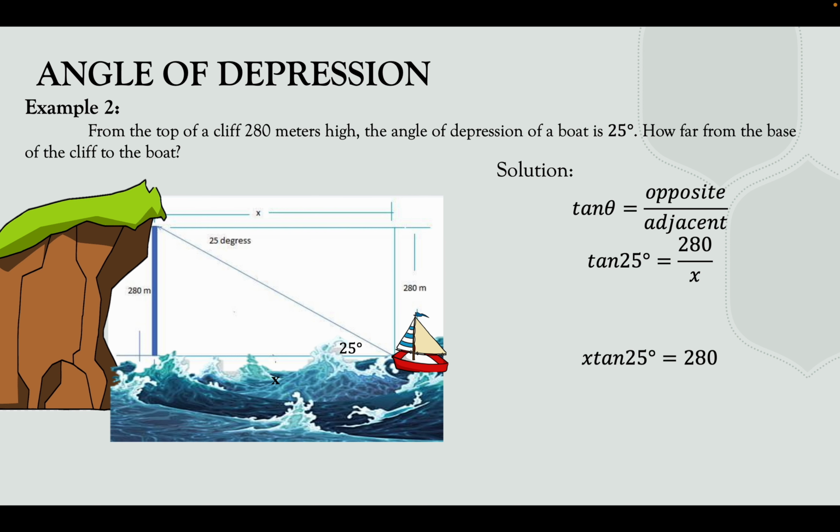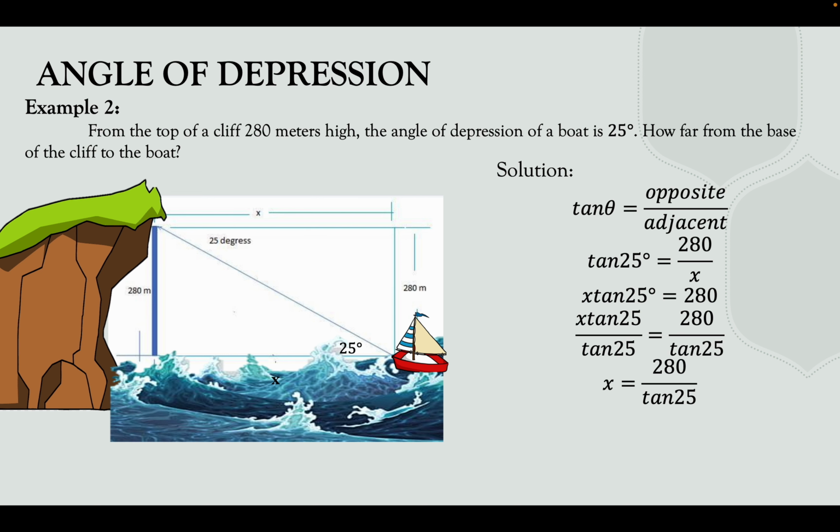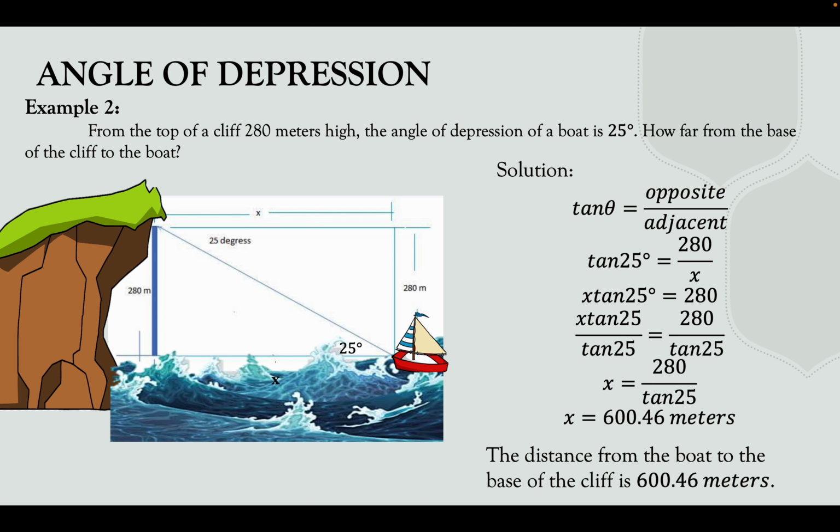Cross multiply, we will get x tan 25 degrees equals 280. Divide both sides by tan 25. We have here x equals 280 over tan 25 degrees. So you input that in your scientific calculator, you will get x equals 600.46 meters. That means the distance from the boat to the base of the cliff is 600.46 meters.